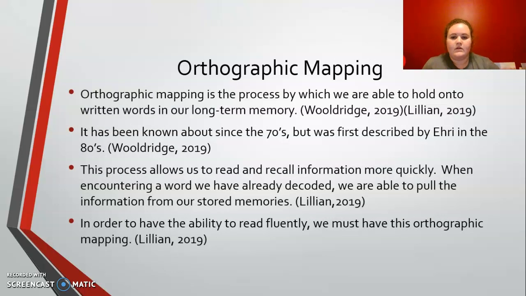And then orthographic mapping is the process that we're able to hold on to written words in our memory. So when we see a word and we've decoded that word, it allows us to keep that word in our memory so we don't have to keep going back and decoding that word over and over every time we see it. In order to have fluency when we read, we have to have this ability. We have to be able to pull these words from our memory. And this is going to require phonemic awareness, all these things that we've already talked about. They all work together in order to have this.